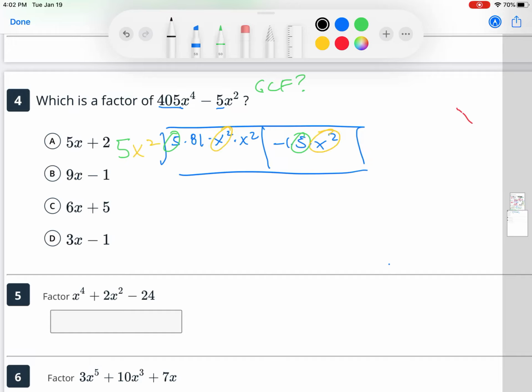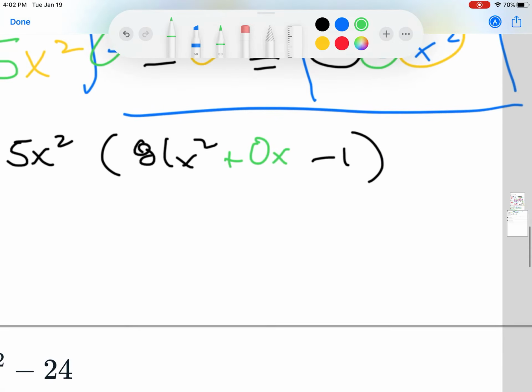Okay, what did we not circle? So 81x squared. And then over here, you just have that negative 1. So 5x squared is my GCF, and then I have this one here. Okay, you'll notice they'll try to trick you with this one. I don't think that is the correct one, but I did leave a big space because I know it's going to be a difference of squares. Okay, I'll show you the shortcut after I do it the long way.